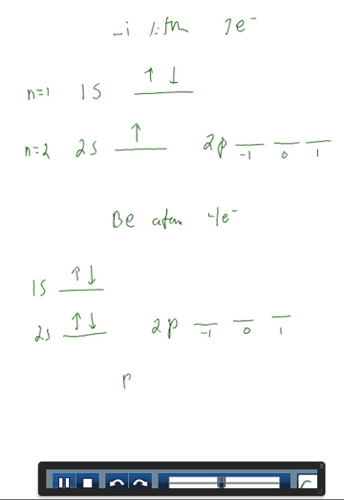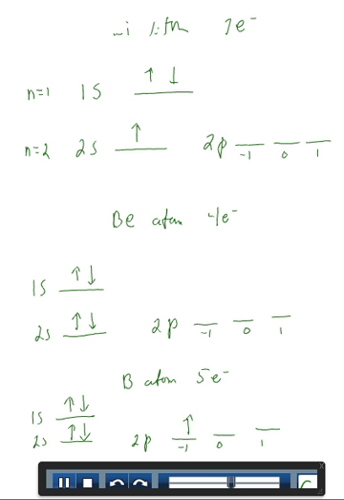Okay, now we go to the boron atom with 5 electrons. So we have our 1s, our 2s, and our 2p. And so our first 2 electrons go in the 1s, the next 2 electrons go in the 2s. Now we have our 5th electron. The only place for it to go is in one of the 2p orbitals. It can go in either one.